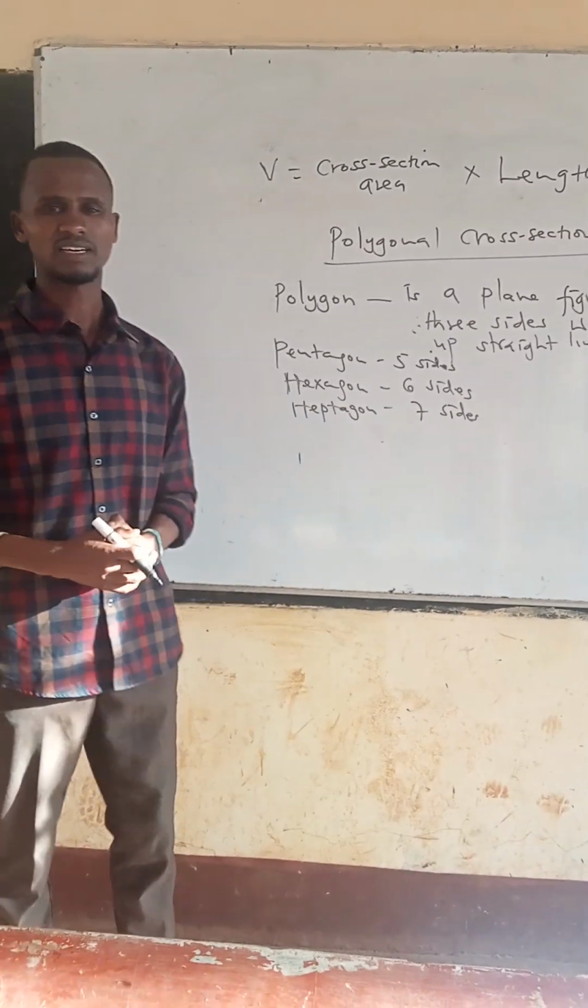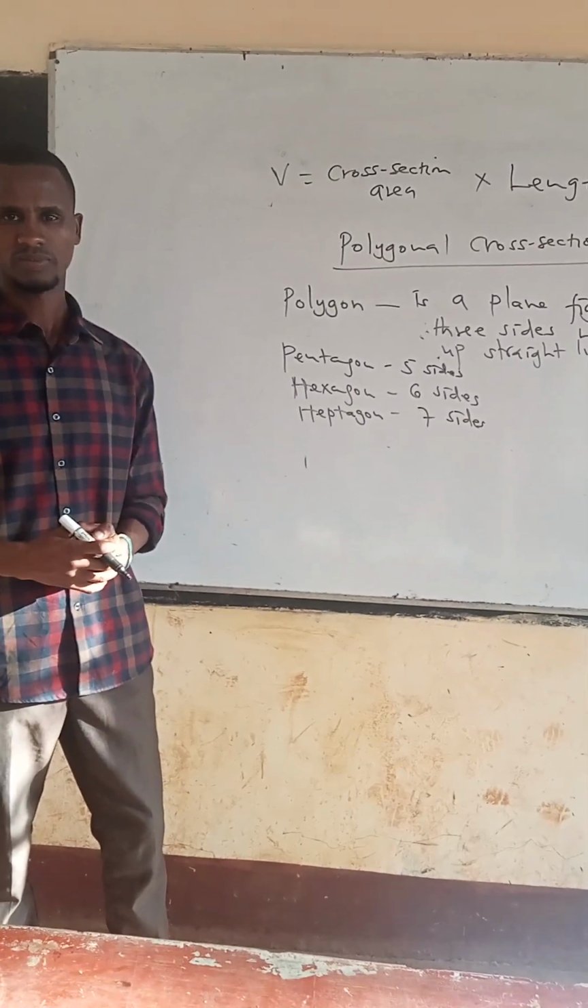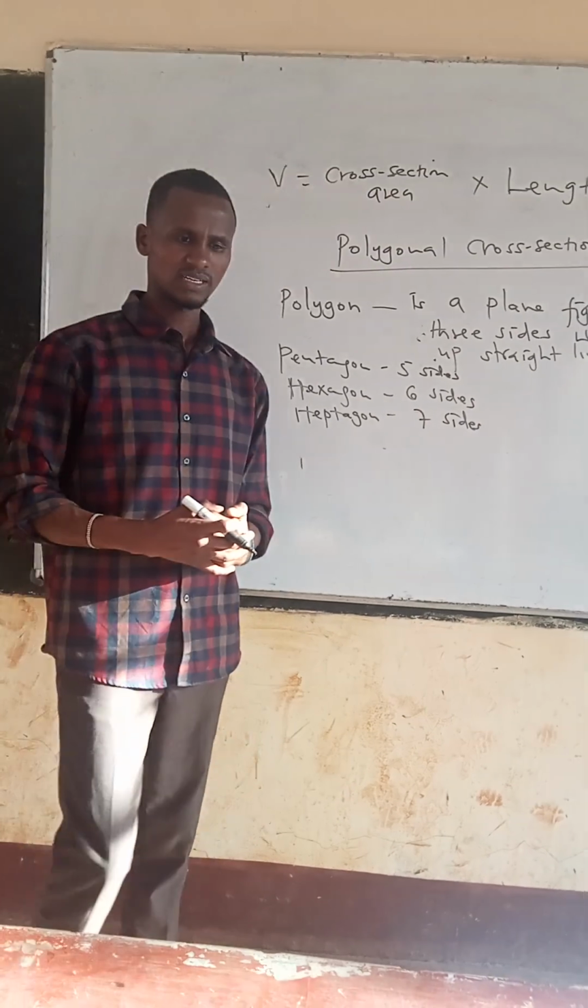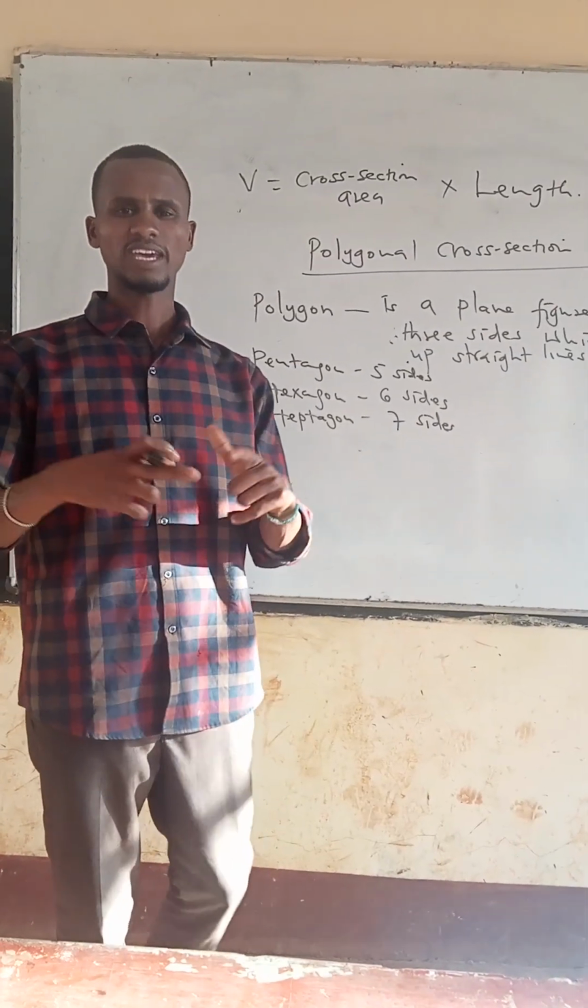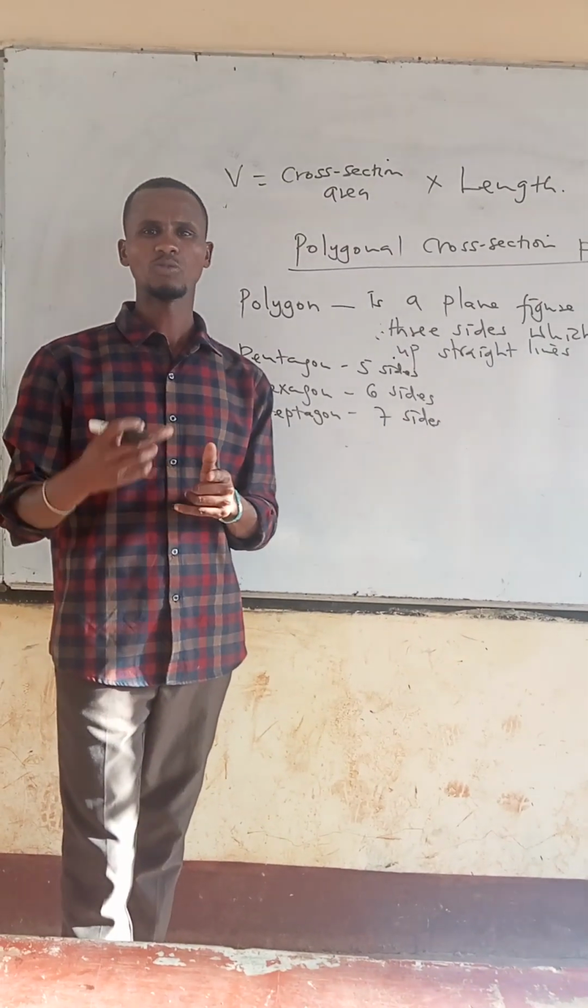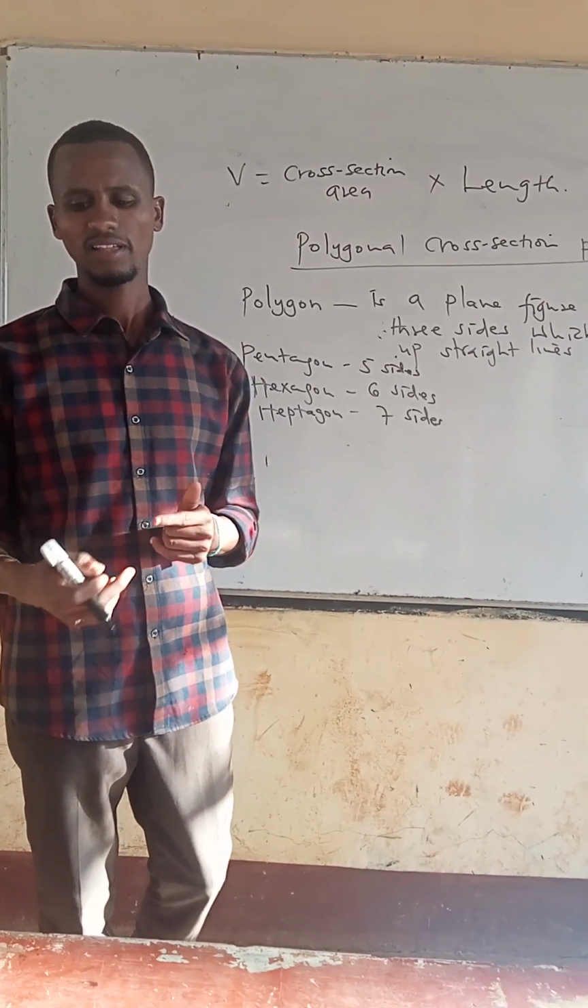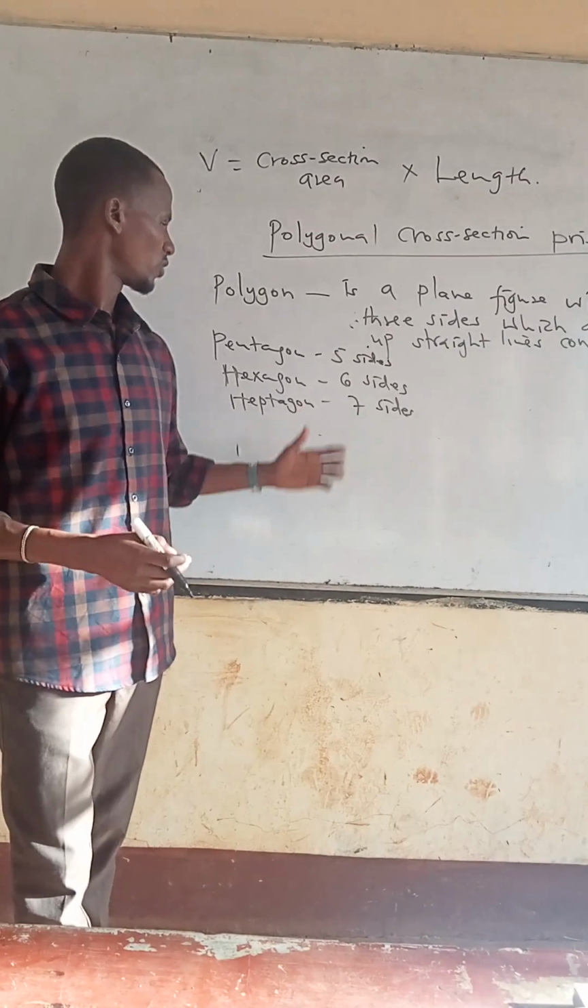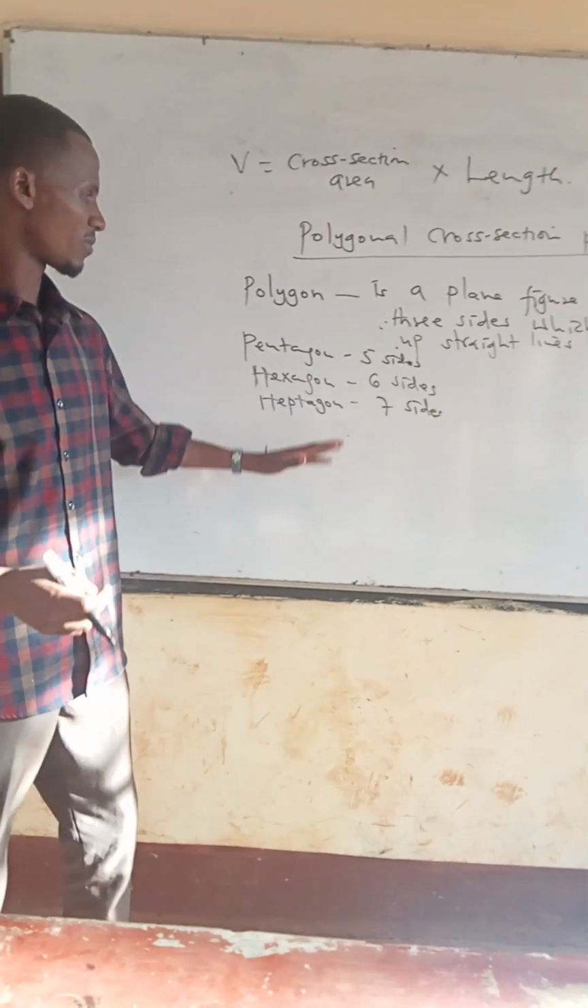Sometimes you may be given a prism whereby the cross-section area is a polygon. So how do we get the volume? To get the volume, we are going to look for the area of that polygon, and then we multiply by the length or the extension. So we are going to do some examples.